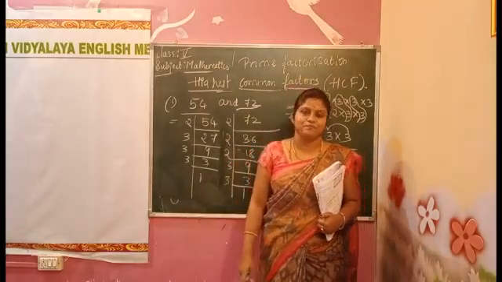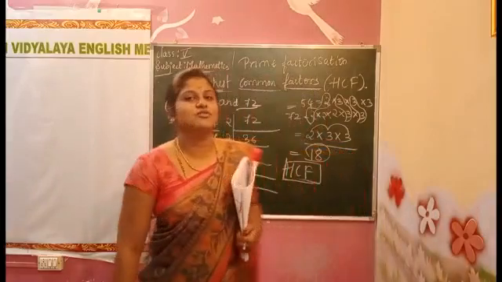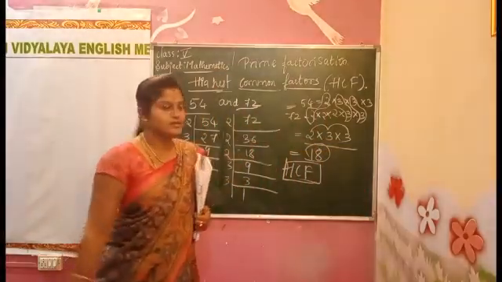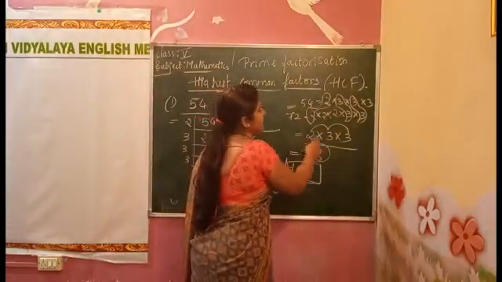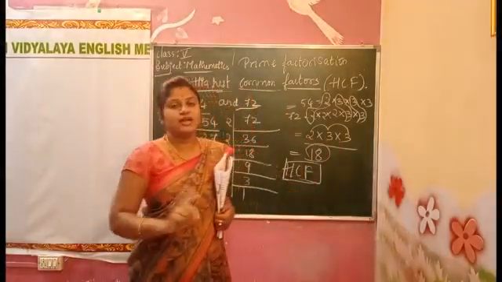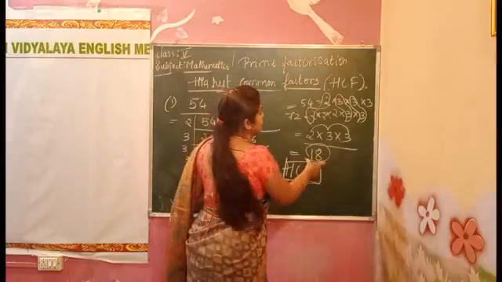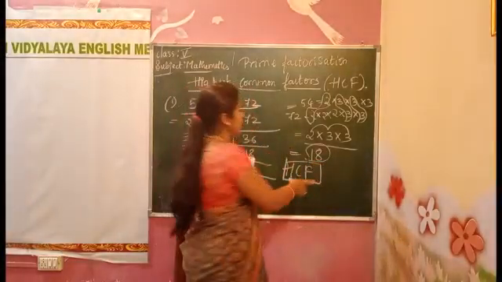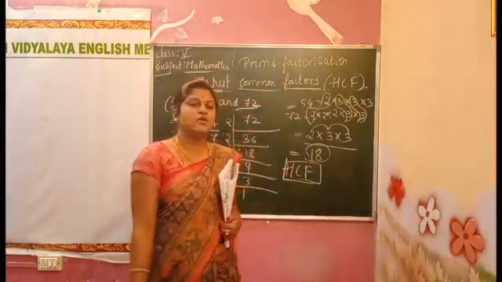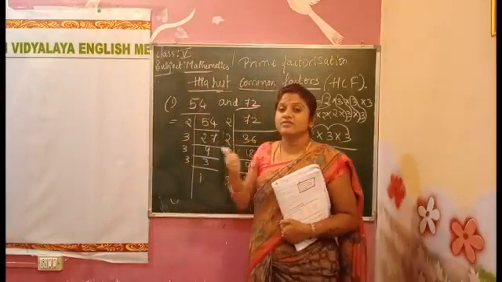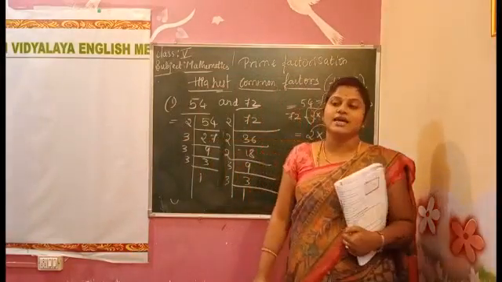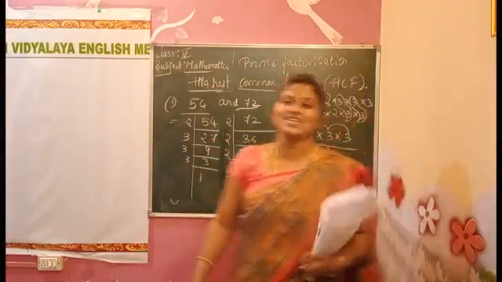But here, what do we have to do? We have to take the common factors. After taking the common factors, we have to multiply those numbers. We are not taking the highest number here. We are just multiplying the numbers and we will get a number. That will be our HCF. Like this we will solve the HCF by the prime factorization method.